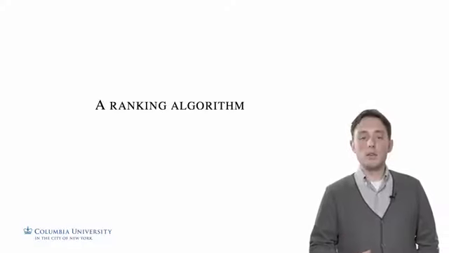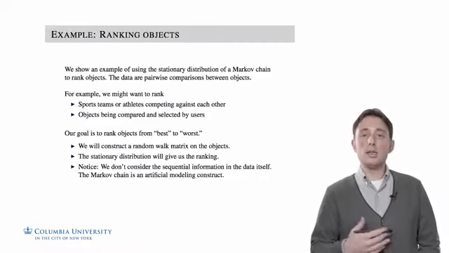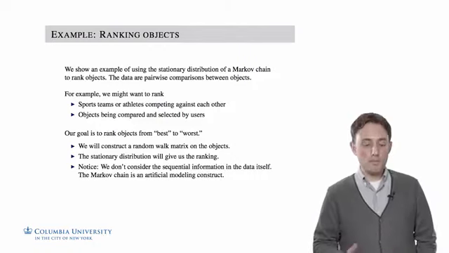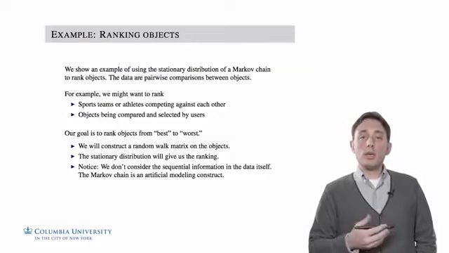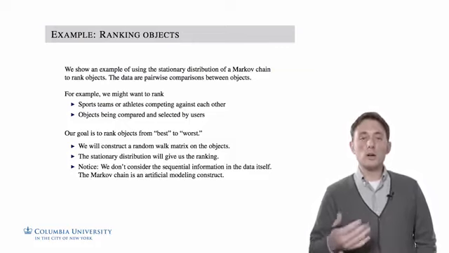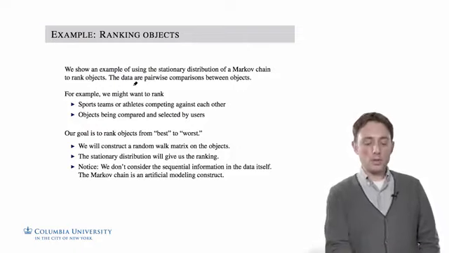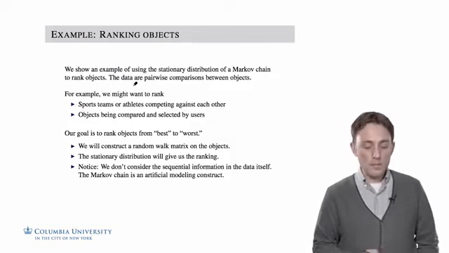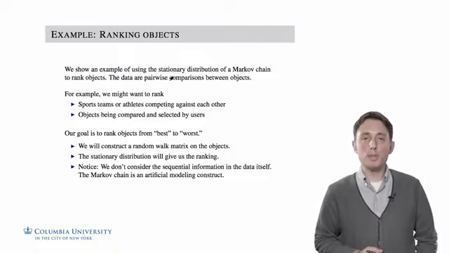Now in the rest of this lecture, I want to discuss two different applications of Markov chains. The first is an example of ranking objects. This example is going to show how we can use the stationary distribution of a Markov chain that we construct on our data to rank objects. The specific data that we're going to consider for this type of model consists of pairwise comparisons.